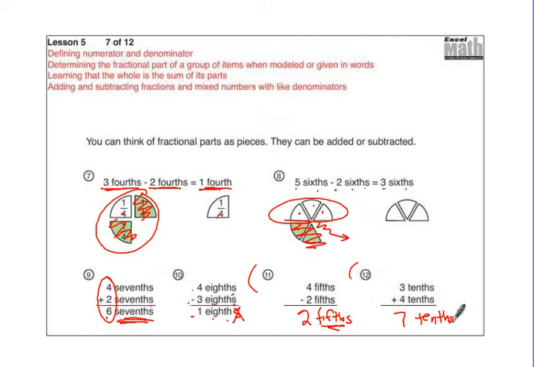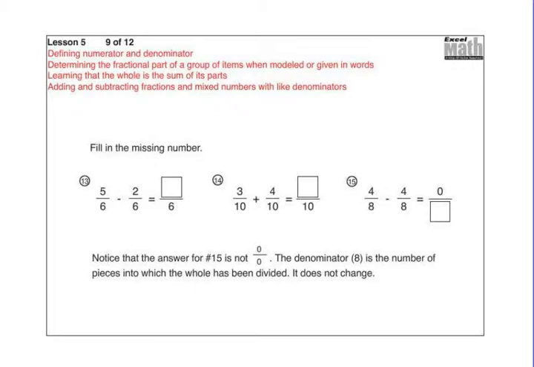All right, hopefully those are super easy for you. Now we're moving on, fill in the missing number. We have 5/6 minus 2/6, that's equal to 3/6. Notice the 6 stays the same. 5 minus 2 is equal to 3. Pause the video, do 14 and 15, and then turn it back on when you're ready for the solution. 3/10 plus 4/10 is of course equal to 7/10.